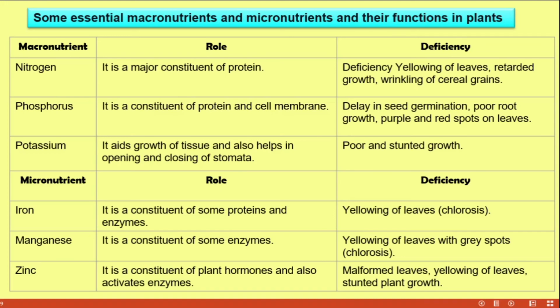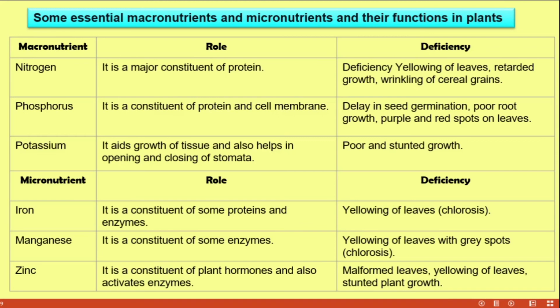Next, micronutrient. First one, iron. What is the role of this? It is a constituent of some proteins and enzymes, okay. These are the important ones, okay, right. What is the deficiency? Yellowing of leaves.